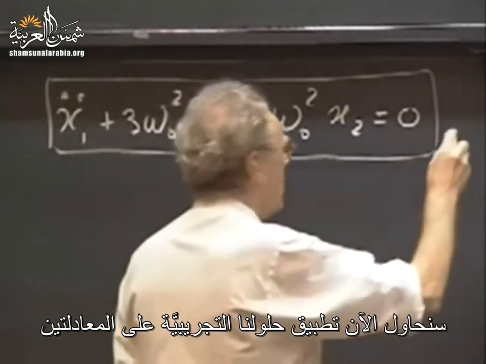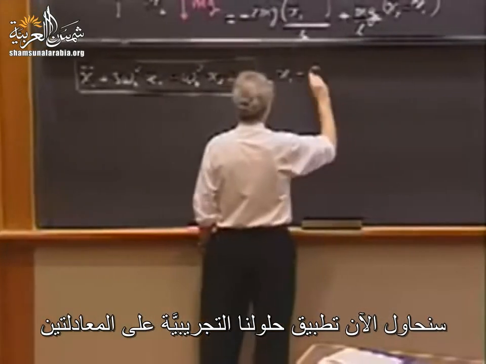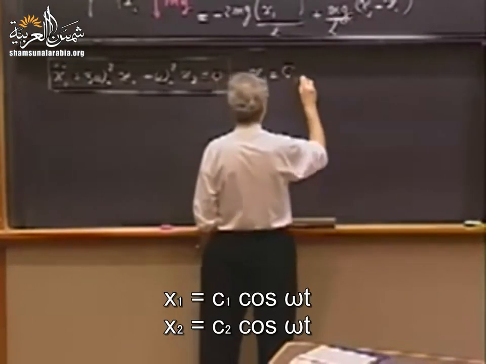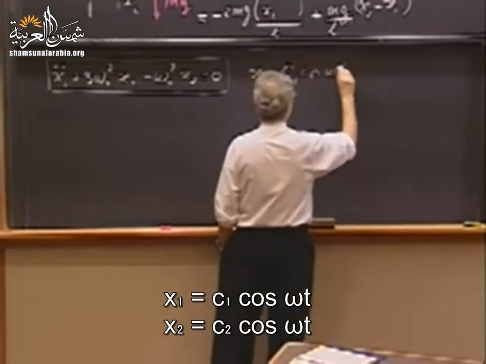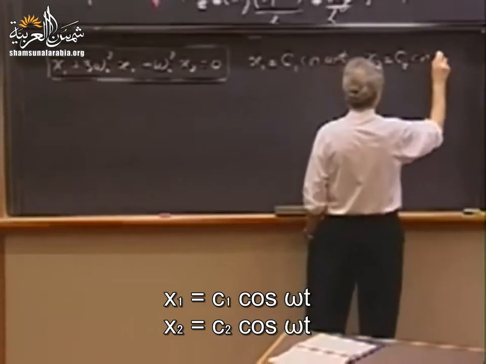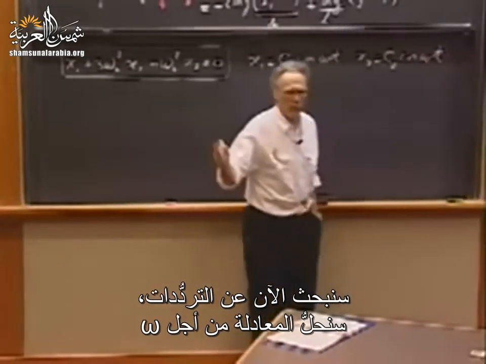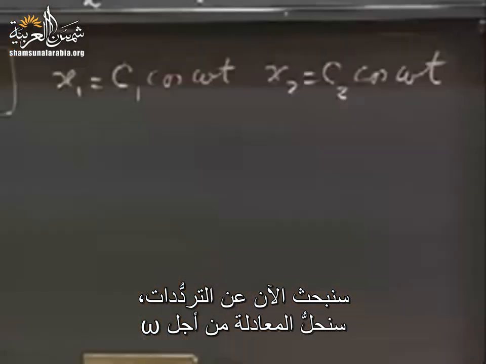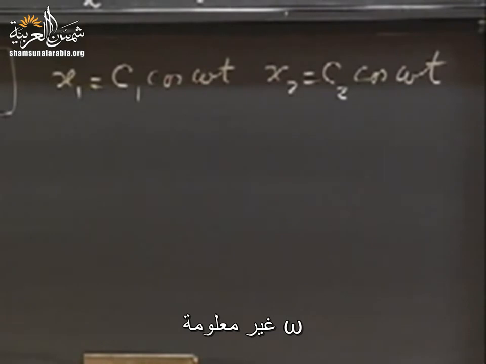And so now we're going to put in our trial solutions. x1 is c1 times cosine omega t, and x2 is c2 times cosine omega t. And we're going to search for the frequencies. So this omega, we have to solve for this omega. This is not a given.